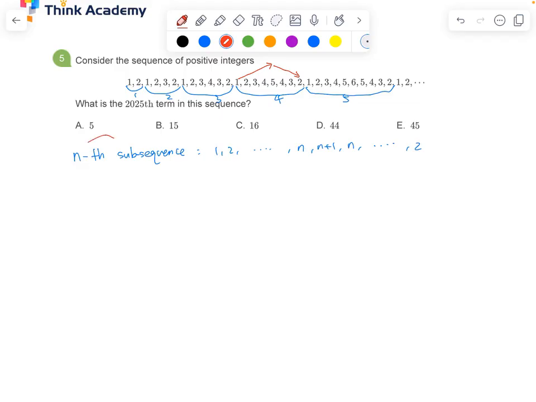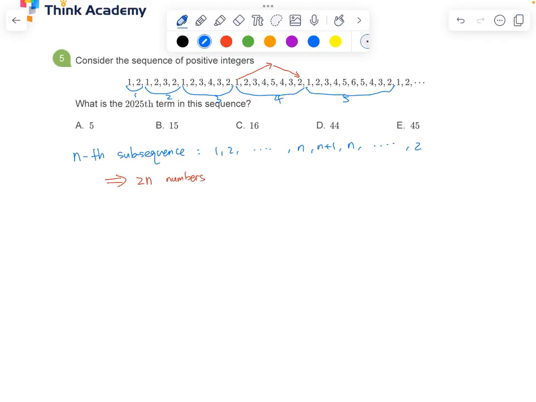So for the nth subsequence, it would just go from 1 up to n plus 1 as the maximum, and then decrease from n plus 1 to 2. Okay. So how many terms are there in the nth subsequence? I can compute that it would have 2n numbers in the nth subsequence.